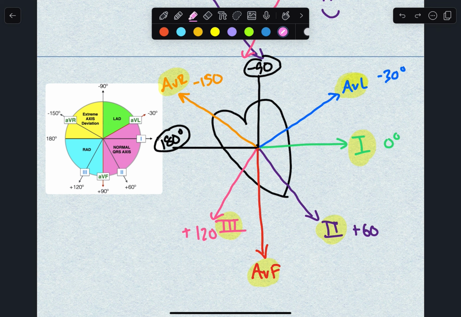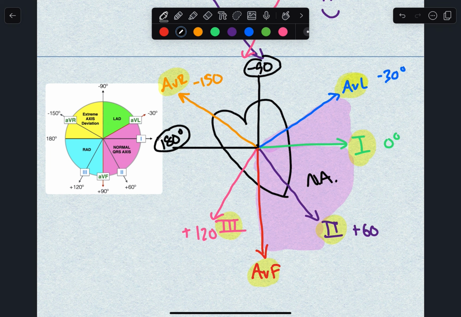So because this major vector is going towards lead 2, and in this area between 0 and positive 90 degrees, we can say this is a normal axis, highlighted in pink. The area between 0 and negative 30 degrees that I highlight second can sometimes be called a physiologic left axis deviation, or just be included in the normal axis.